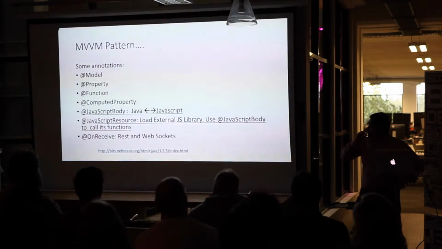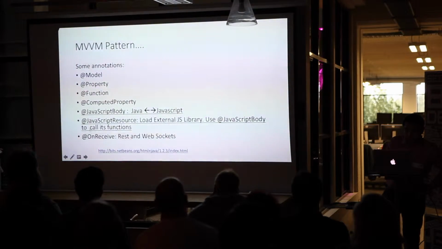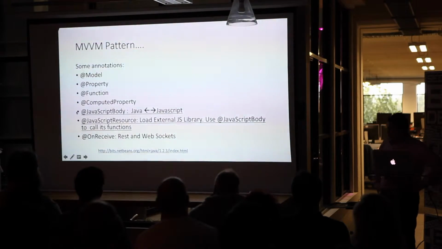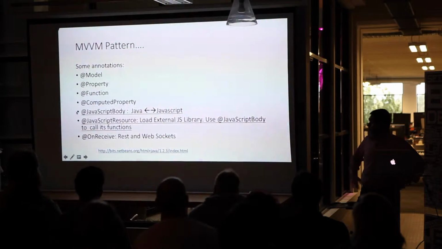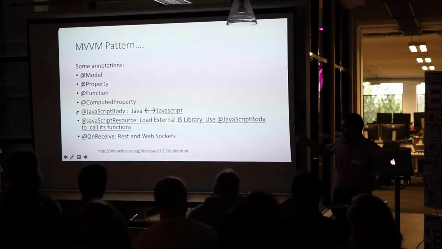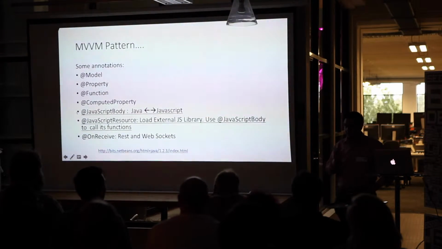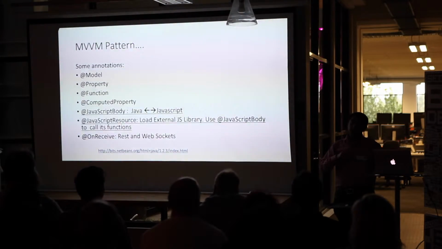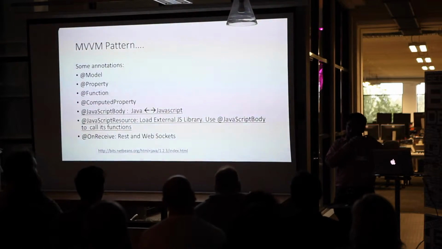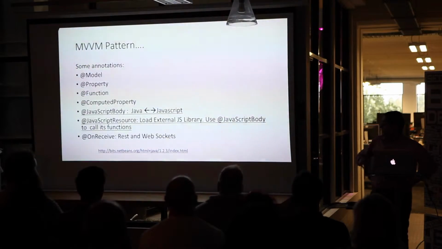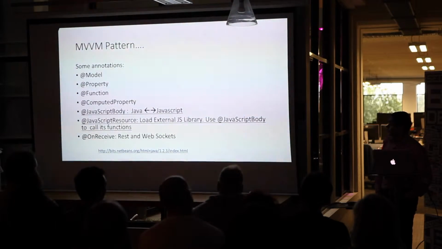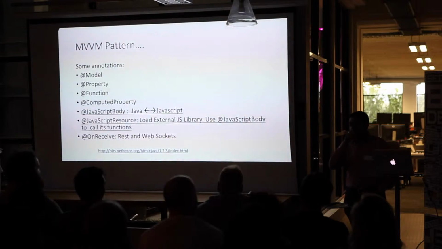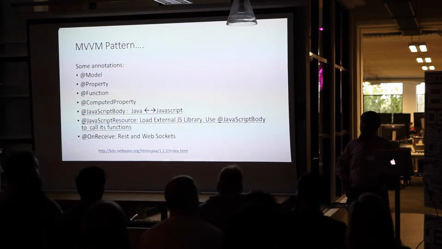There are two main annotations which it uses: JavaScriptBody and JavaScriptResource. As I mentioned before, inside the Java source file, when you write this JavaScriptBody annotation, you can actually call JavaScript, run that JavaScript code from Java, and then give a callback to the Java thread again. And JavaScriptResource is basically used to link an external JS library. The basic example is Bootstrap.